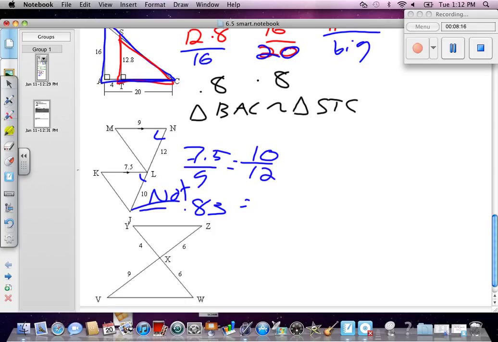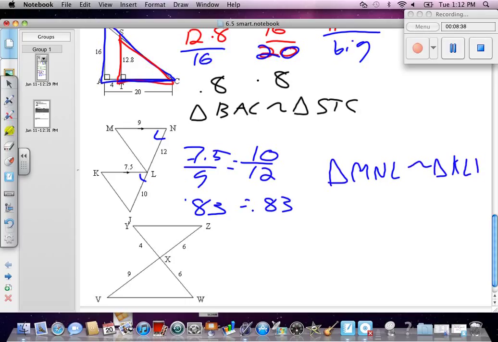How can you tell if it's flipped or not? How did you know, small or big? What was the easiest way? Well, because I had the small one and the big one, and then I had the big one and the small one. So it messed me up. So triangle MNL is similar to triangle KLJ.